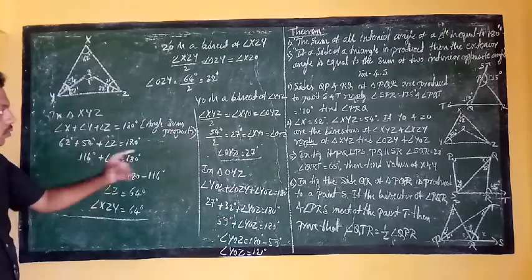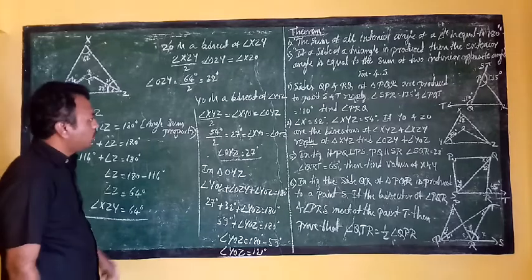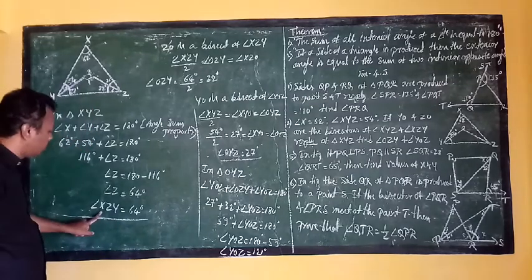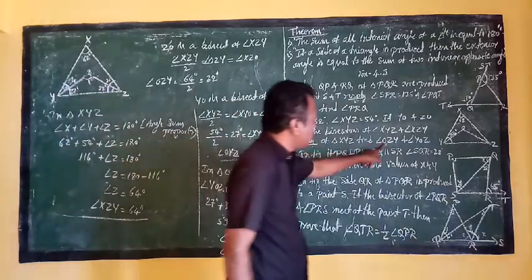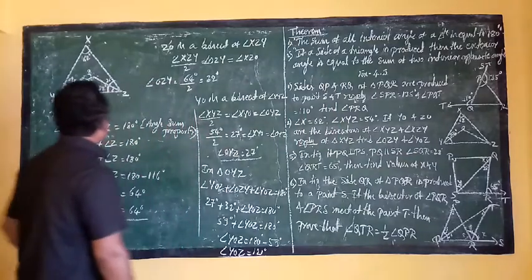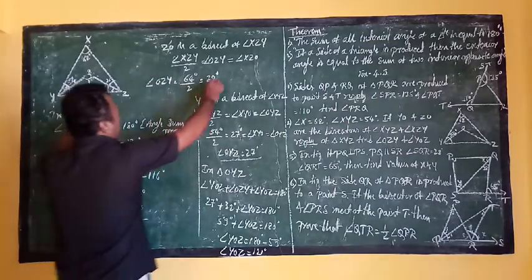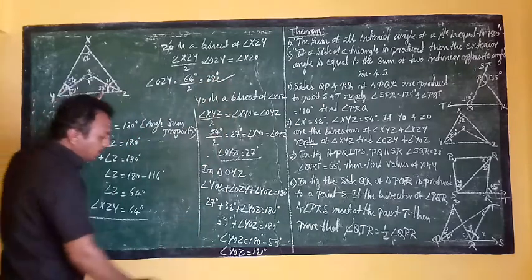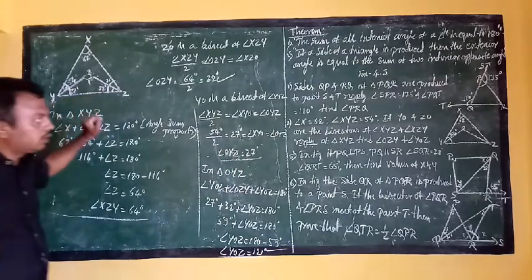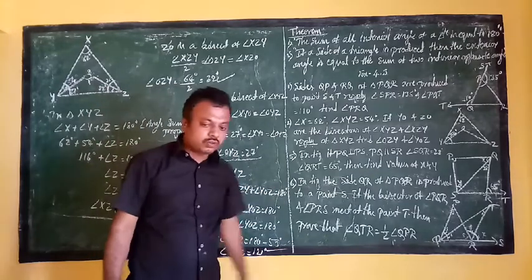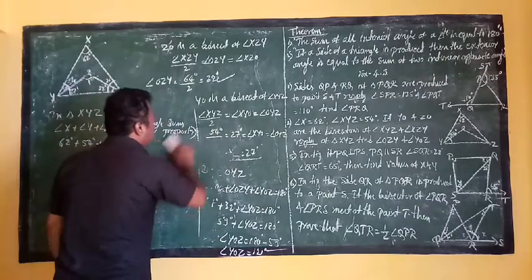Understand, students? So OZY is 32 degrees and YOZ is equal to 121 degrees. Got it? So next, the fifth one. I will go to question number 5. So read it. Very easy question.